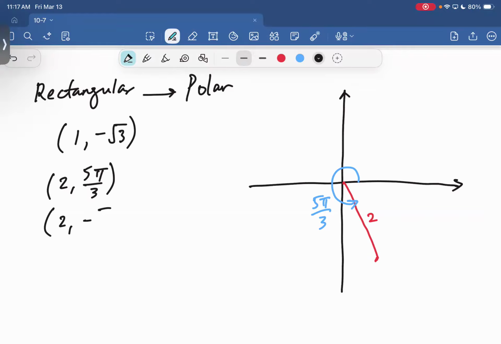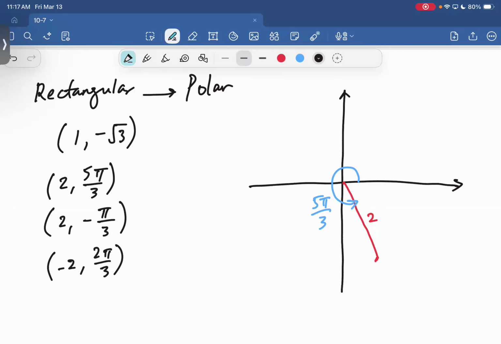5 pi over 3, which means the angle could have also been negative pi over 3, correct? And so these would represent the same thing. Can anybody come up with another one? 11 pi over 3. Okay, but that's too straightforward. It could also have been negative 2 pi over 3.